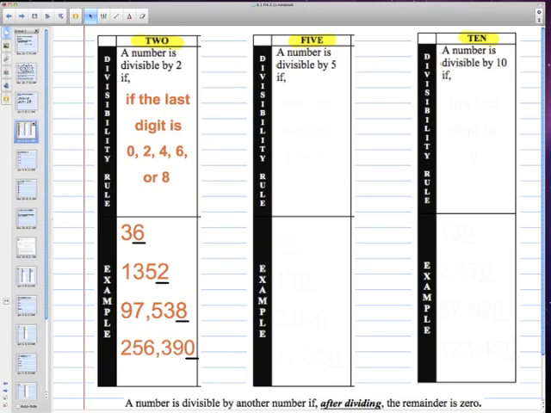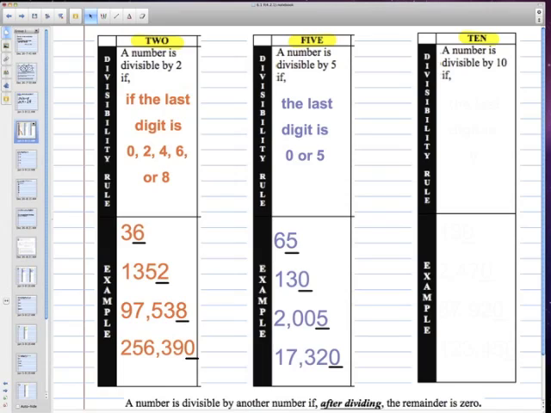You may place these numbers in your notebook, or you may come up with your own numbers as examples. When testing a number to see if it's divisible by 5, the last digit is either 0 or 5. You can see down below we have several examples again, and each example either ends in a 5 or a 0. So therefore, all of these numbers are divisible by 5. Again, you can copy the examples below or create your own.